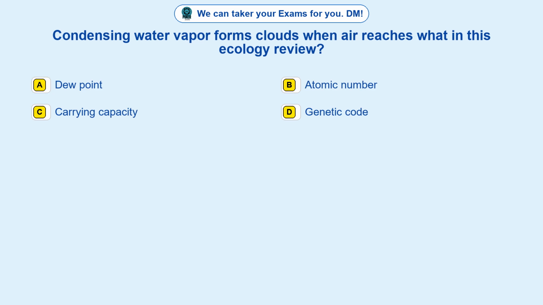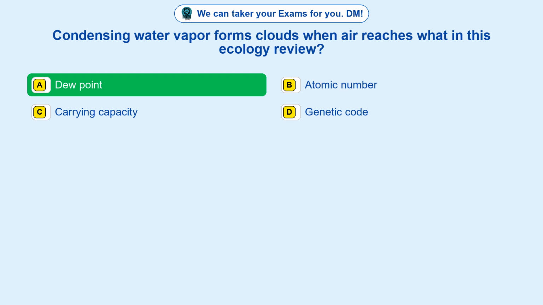Question 99. Condensing water vapor forms clouds when air reaches what in this ecology review? Option A, dew point. Option B, atomic number. Option C, carrying capacity. Option D, genetic code. The correct answer is option A, dew point.